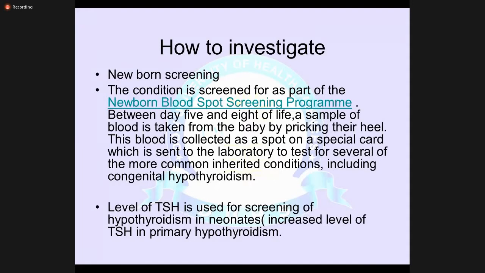And as we have discussed, there are three types of hypothyroidism: primary, secondary, and tertiary hypothyroidism. Primary hypothyroidism is when the fault is in the thyroid gland. Secondary hypothyroidism is when the fault is in the anterior pituitary. And tertiary hypothyroidism is when the fault is in the hypothalamus. So if you see an increased level of TSH and decreased level of thyroxine, the most likely reason is primary hypothyroidism.